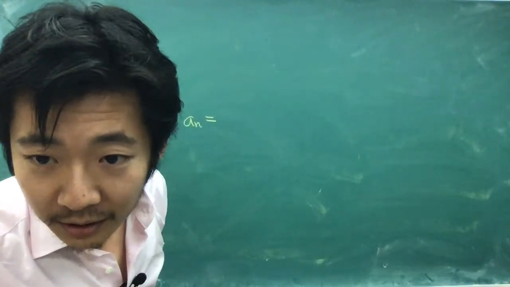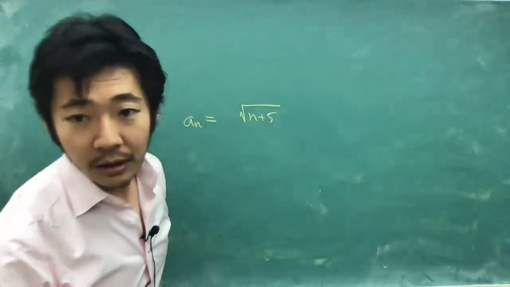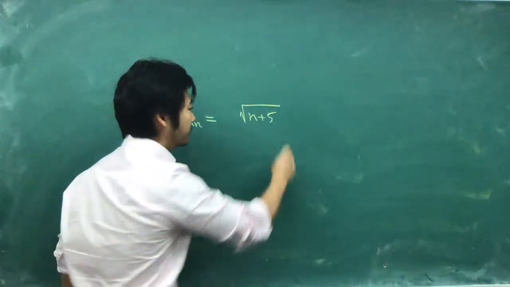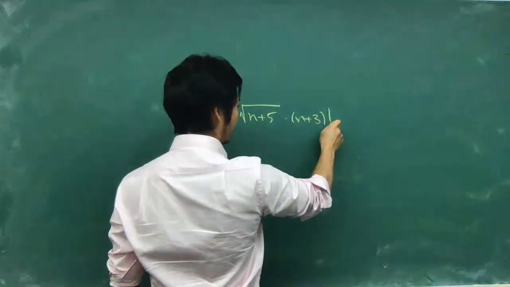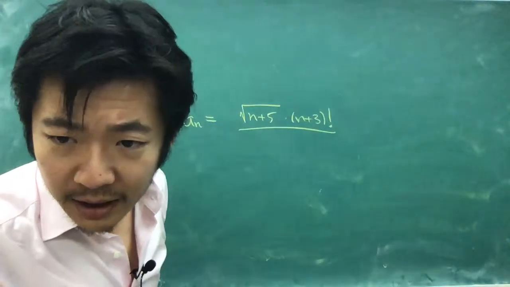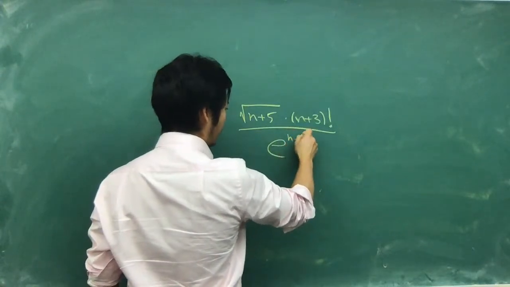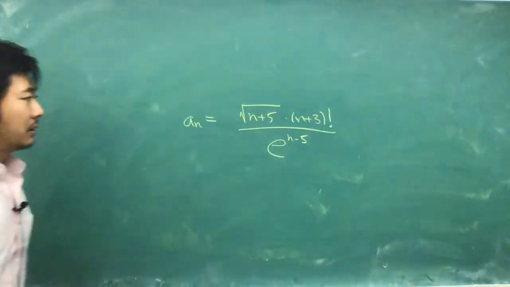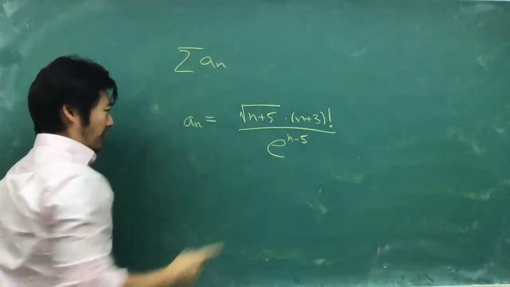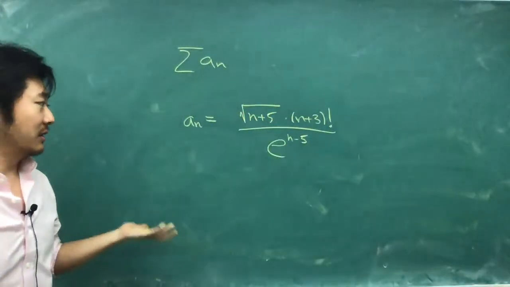Square root of n plus 5 times n plus 3 factorial, divided by e to the n minus 5. So this one, if it's a sum, diverges because n factorial is the biggest of them all. So the limit of this thing is just infinity.